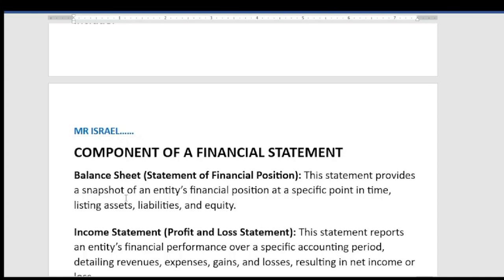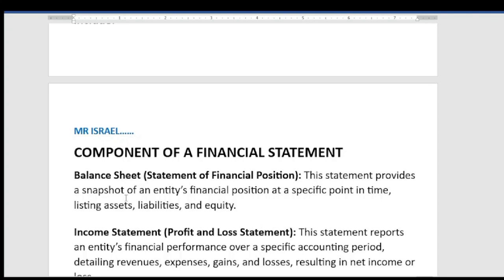Those things are what we call components of financial statements. They are standing on their own. On each page, they stand on pages on their own. And you can go ahead and get your 5 years financial statement summary. Right? Good. So let's explain the components.